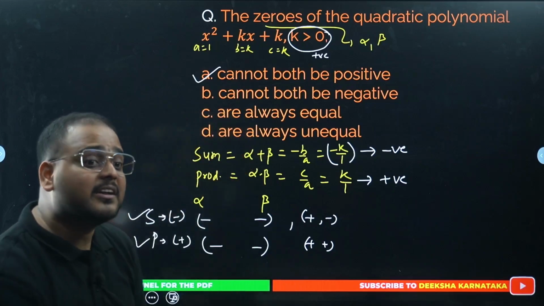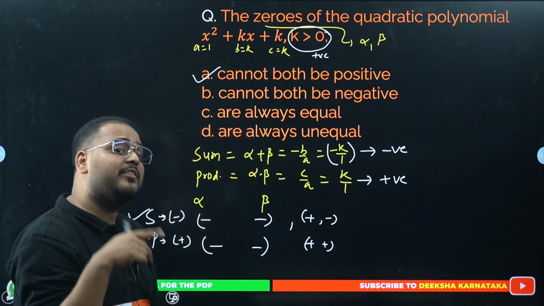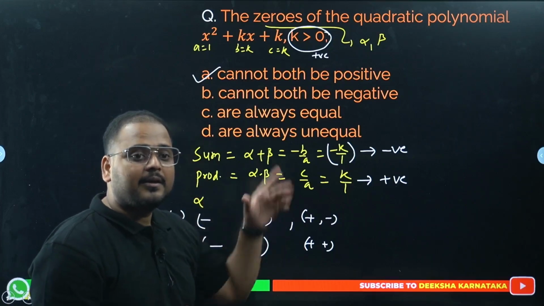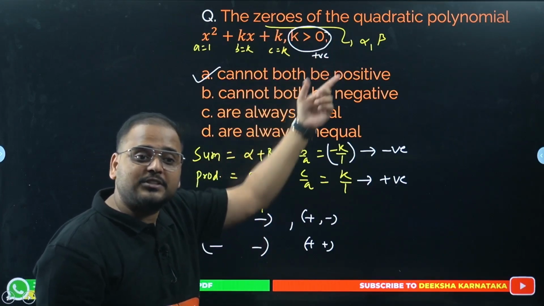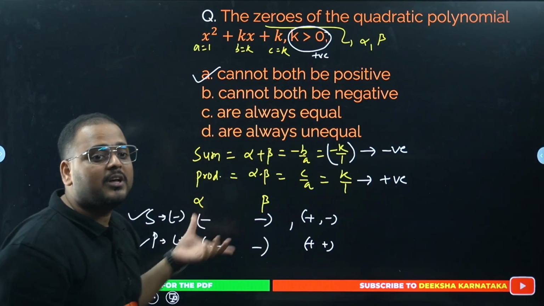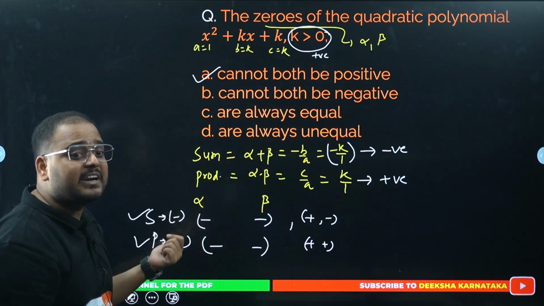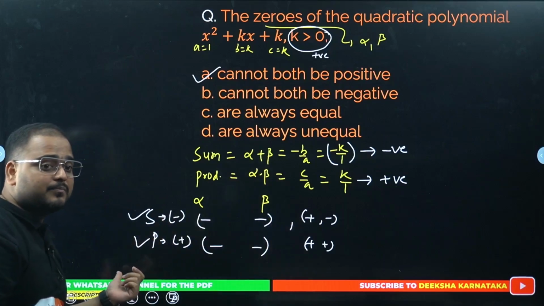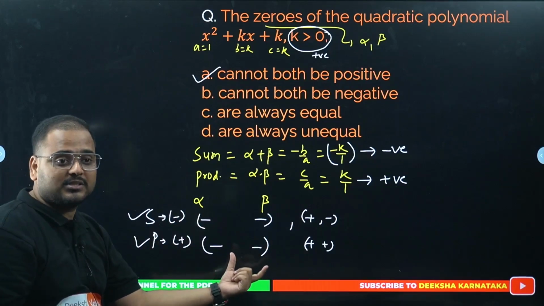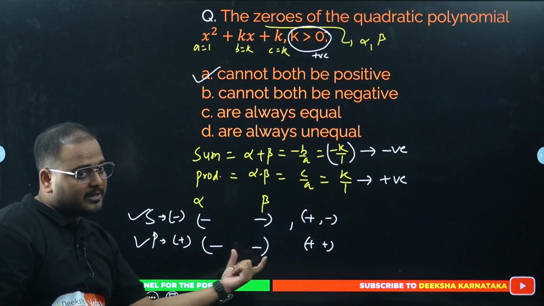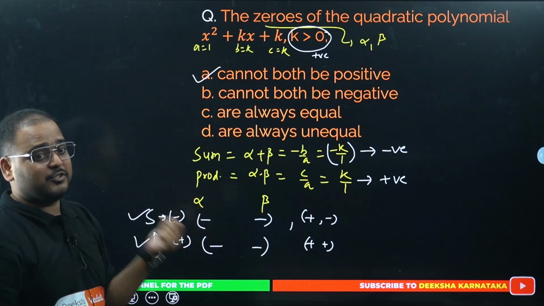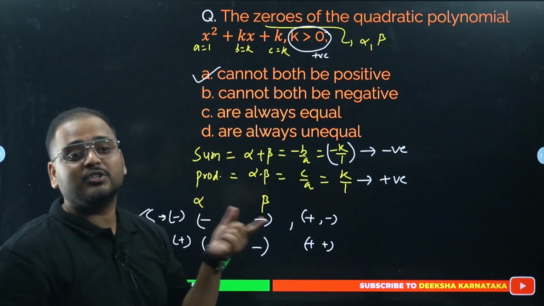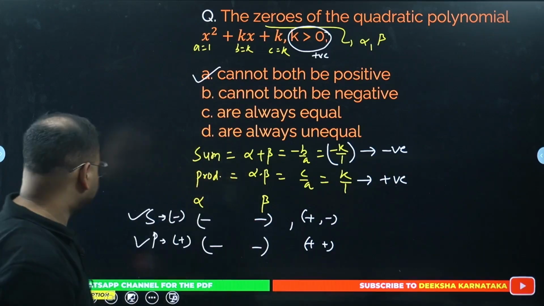For the sum to be negative, one of the numbers has to be negative. And which number? The biggest one. I hope it's clear. From the given condition where k is positive, we reached the situation that the sum is negative, means either both negative or one positive one negative. Product positive means both negative or both positive. If both are positive, then the sum cannot be negative, which is not true. In that case, both zeros cannot be positive.